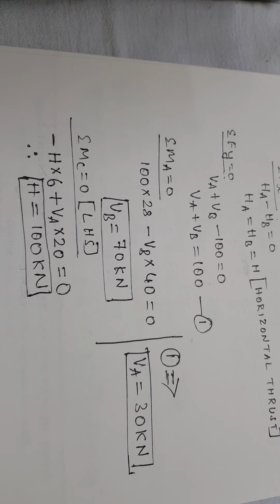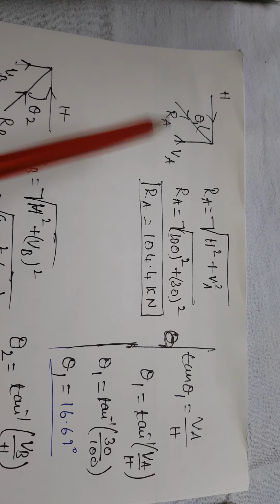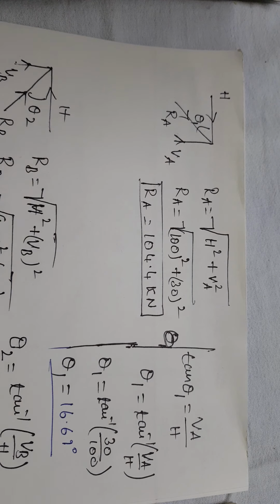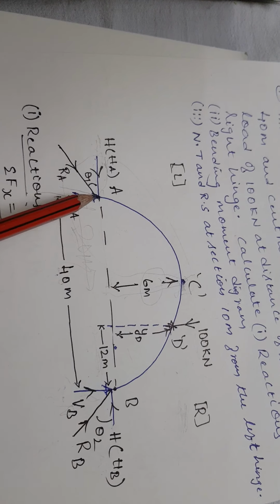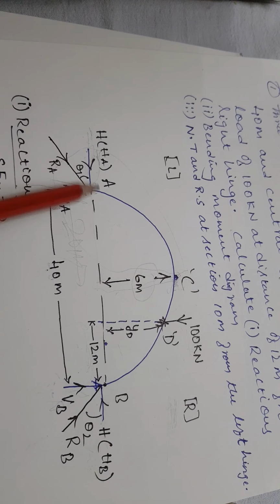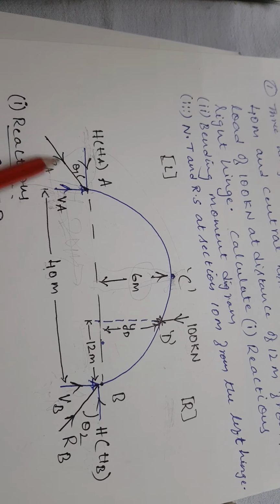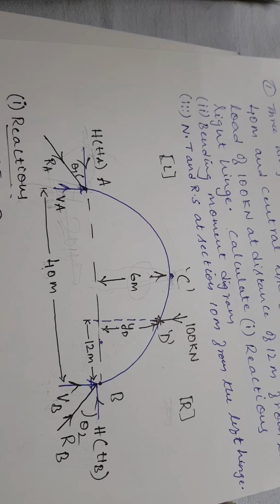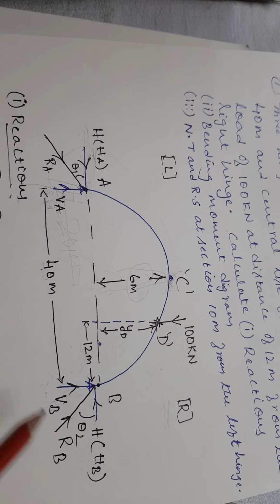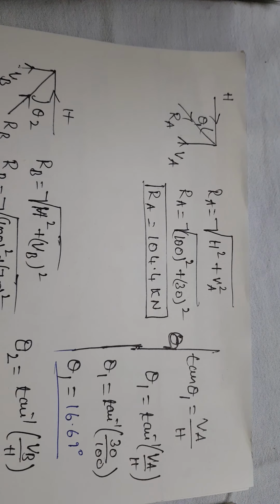So the reaction, or we can say the resultant of VA and H, and the resultant of VB and H. Say I considered this is support A, or you can see from this arch, this is support A, a hinge at A. So we have HA as well as VA, and HA is nothing but H here. For these two forces we have to find the resultant RA, and here it is the same: for these two forces we have to find the resultant RB.